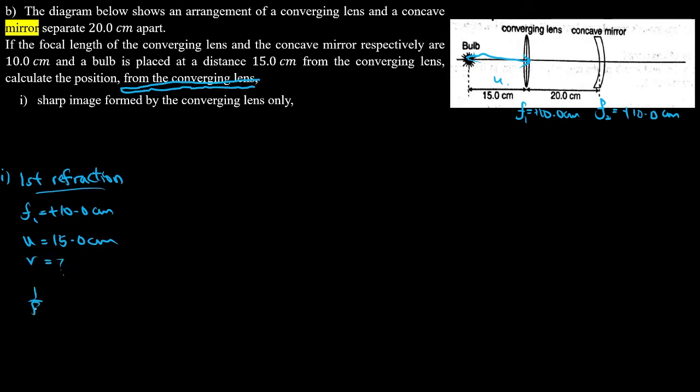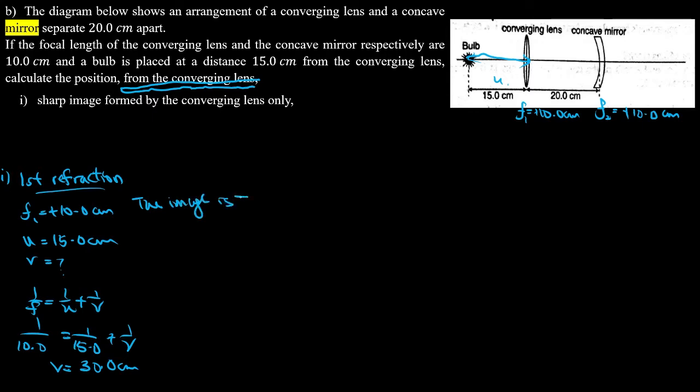How to get your v? Using the lens formula, 1 over f equals 1 over u plus 1 over v. So you have 1 over 10.0 equal to 1 over 15.0 plus 1 over v. Your v will be equal to 30.0 cm. Then you have to mention the location of your image. So the image is 30 cm to the right side of the converging lens.